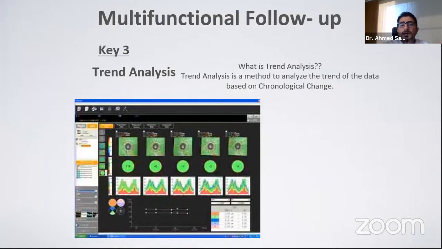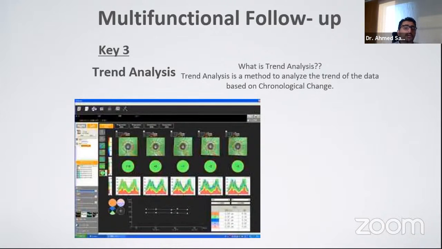So for the follow-up analysis, you know that one of the important issues in the OCT is that, for instance, if you have a glaucoma patient, this is not a patient that will come once and go. He will come repeatedly, and you need to follow up and be able to identify his progress. So this is why we have placed a certain focus on the follow-up function in our OCTs.